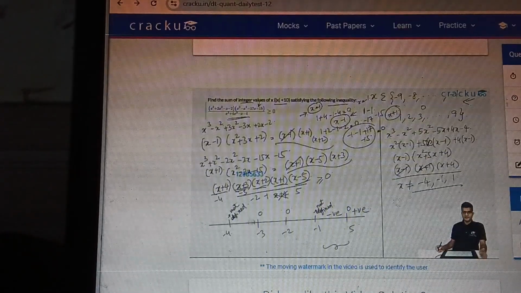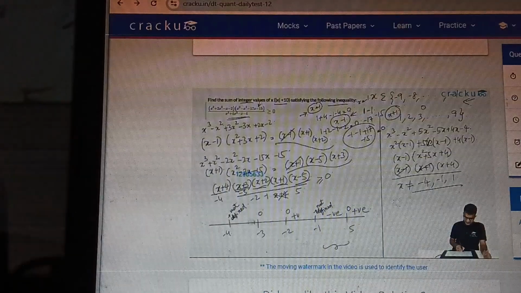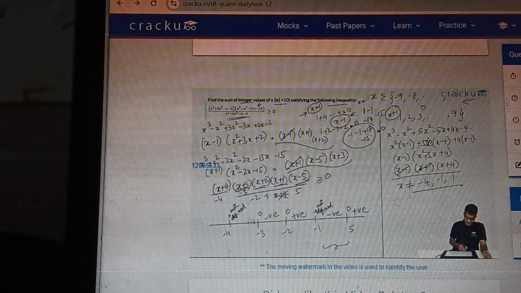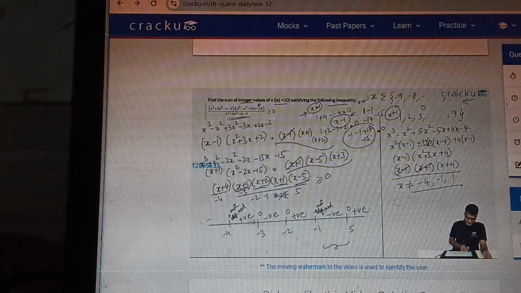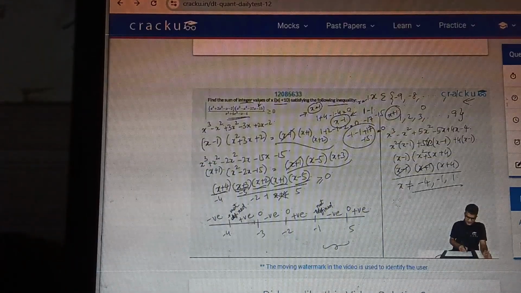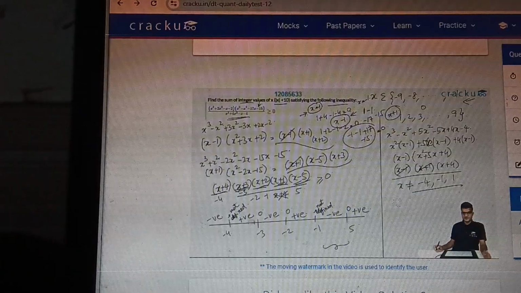And positive and negative keep on alternating. Similarly, over here you will get positive, here you will get negative, here you will get positive. And finally, if x is less than minus 4, all the 5 terms will be negative. So the product of 5 terms will again be negative.